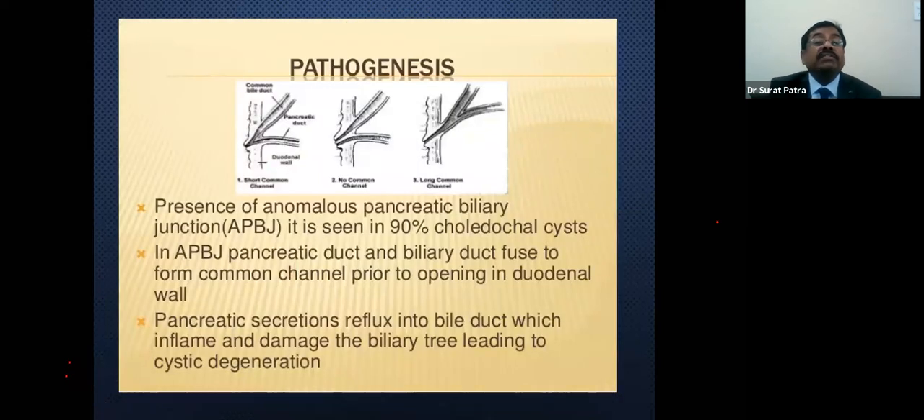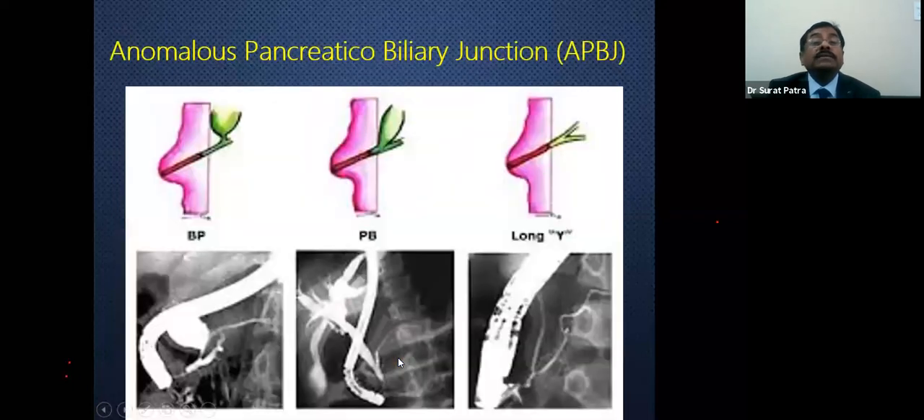Pathogenesis of APBJ: the presence of anomalous pancreatobiliary junction is seen in 90% of choledochal cysts. In APBJ, the pancreatic duct and biliary duct fuse to form a common channel prior to opening to the duodenal wall. Pancreatic secretions reflux into the bile duct, which inflame and damage the biliary tree, leading to cystic degeneration. This is the X-ray and the ERCP picture of APBJ.